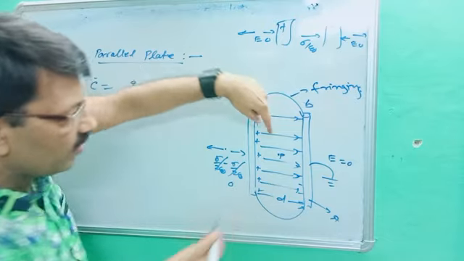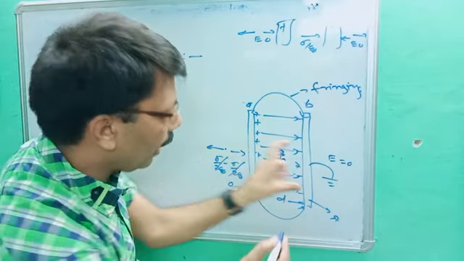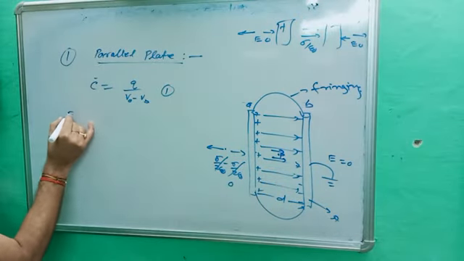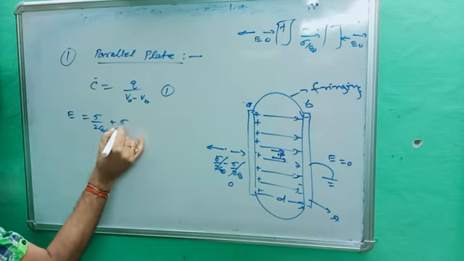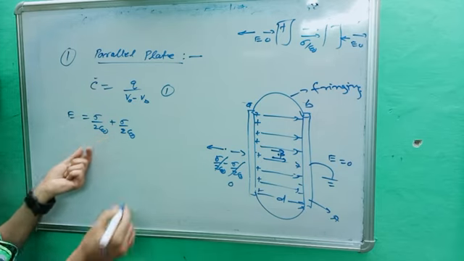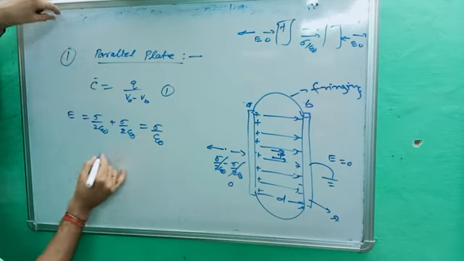So what is the electric field at point P? Away from positive and towards negative, they have the same direction. So first, we will get E. What is E? E is equal to sigma upon 2 epsilon naught plus sigma upon 2 epsilon naught. This is the formula from Gauss theorem, and we will get sigma upon epsilon naught.